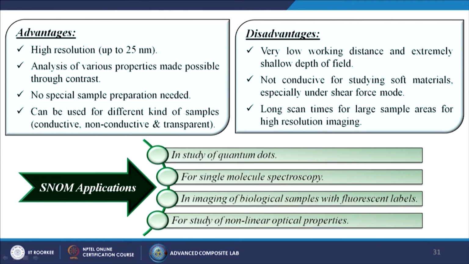can be used for different kinds of samples like conductive, non-conductive or maybe transparent. Disadvantages: very low working distance and extremely shallow depth of field, not suitable for studying soft materials especially under shear force mode, long scan times for large sample areas for high resolution imaging. SNOM applications: study of quantum dots, single molecule spectroscopy, imaging of biological samples with fluorescent labels, and study of nonlinear optical properties.